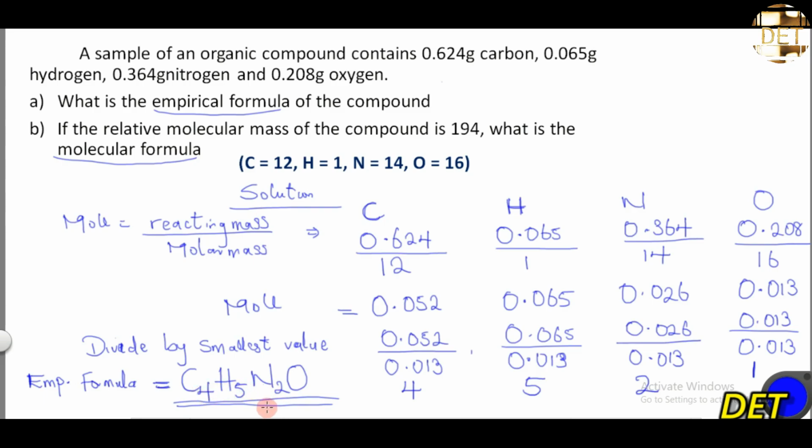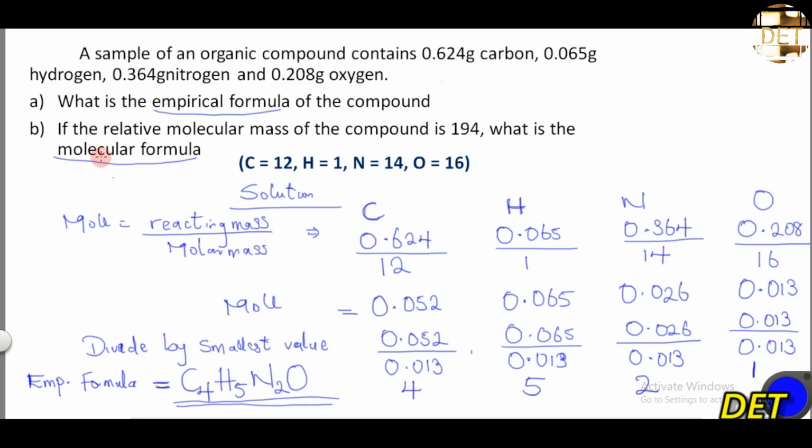in this compound. So like I said, to look for the empirical formula of a compound, first of all, look for the number of moles of each of the elements. How to look for the number of moles? Reacting mass over molar mass, right? After looking for the number of moles, the next thing is to divide by the smallest value, and then you will get the number of atoms of each of the elements. And that is what we have here, right?